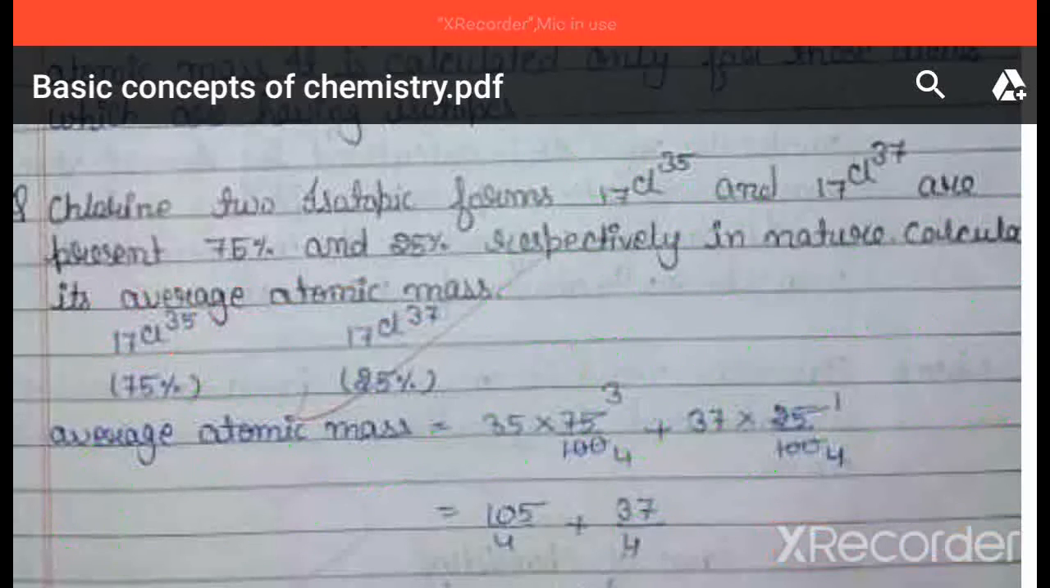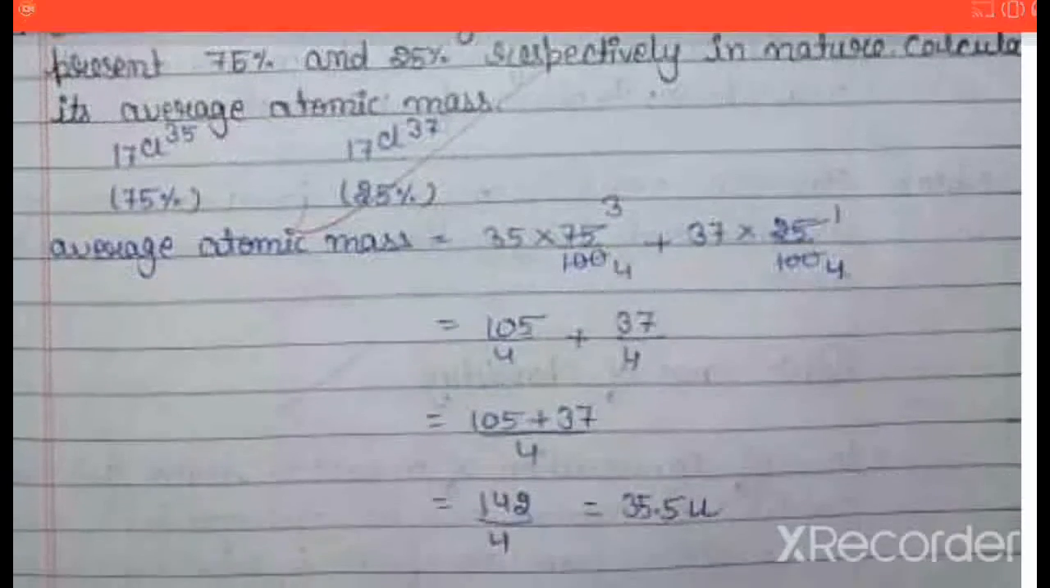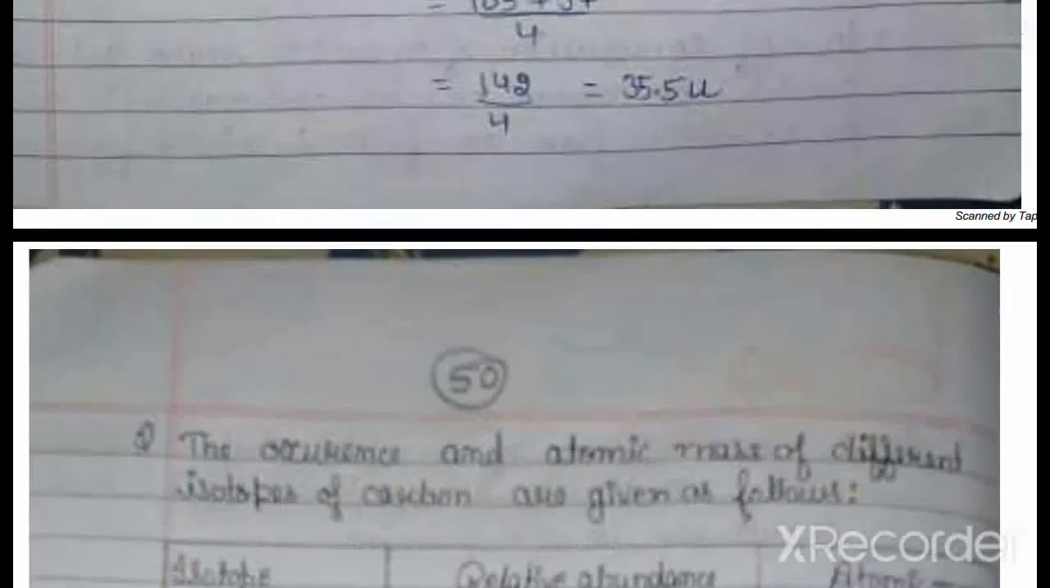35.5 ग्राम, राइट? तो कुछ एक एलिमेंट्स का हम क्या यूज में लेते हैं? एवरेज एटॉमिक मास यूज में लेते हैं इंस्टेड ऑफ एटॉमिक मास, राइट? We know that the atoms are combined together to form a molecule or a compound, right?